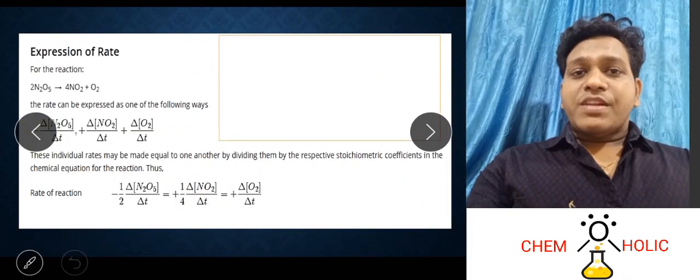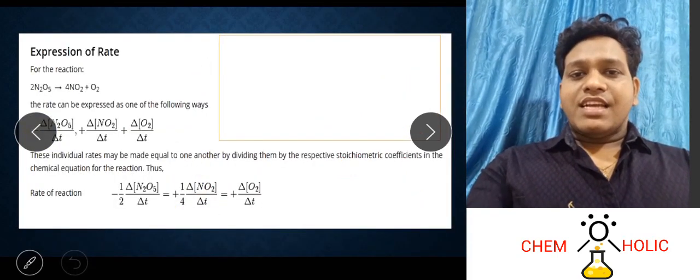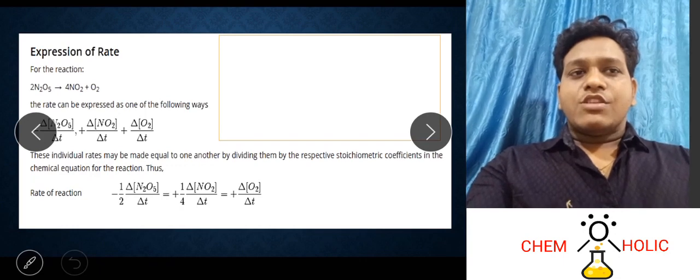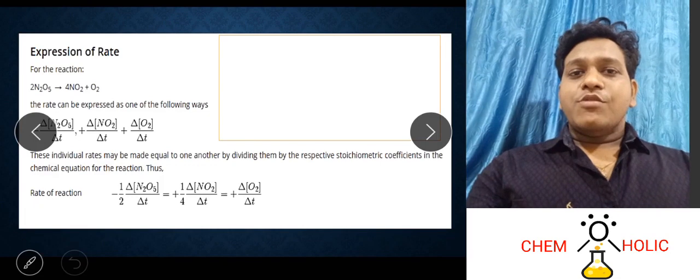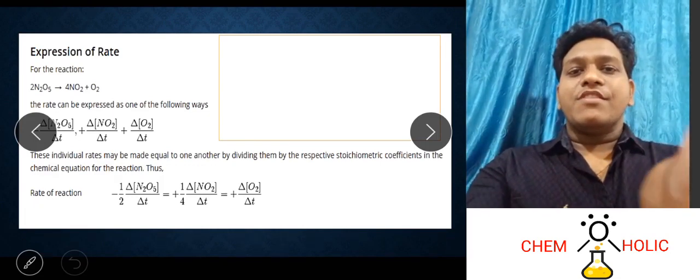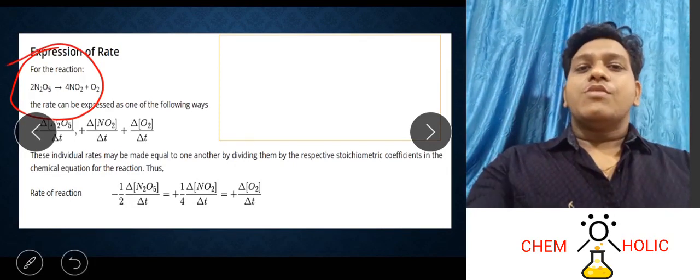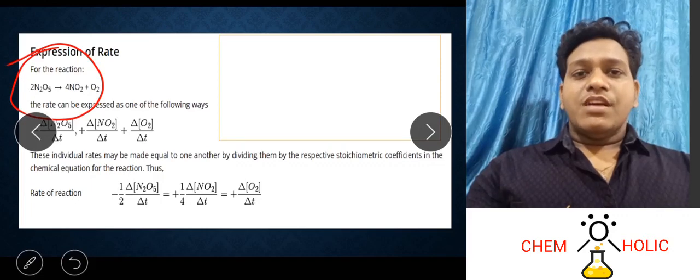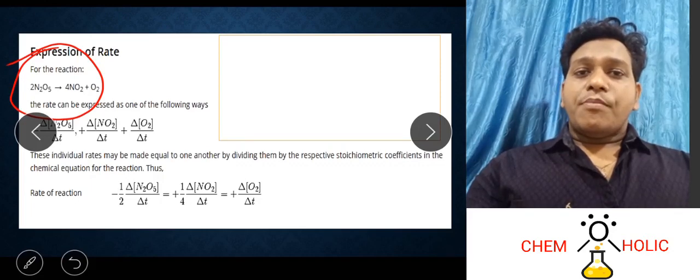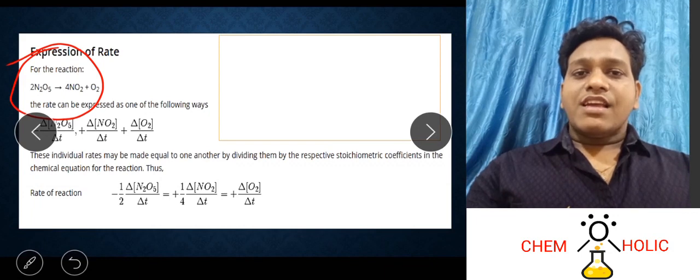See, expression of the rate. If we want to understand the expression of the rate, suppose, as I told you, the number of moles are not the same. If you look at this reaction, 2N2O5 undergoes dissociation to form 4NO2 plus O2. So the number of moles are not the same. So how will you write the average rate for them?